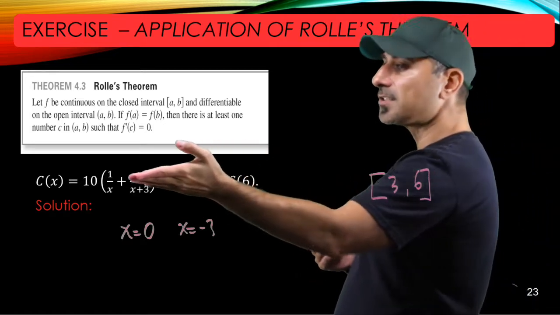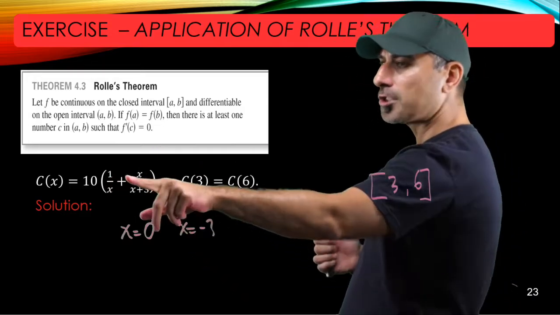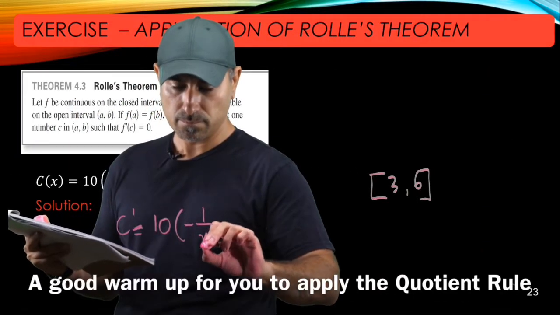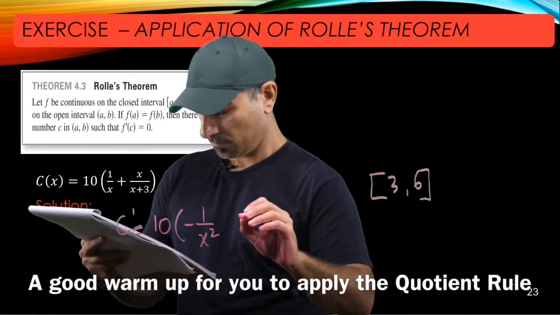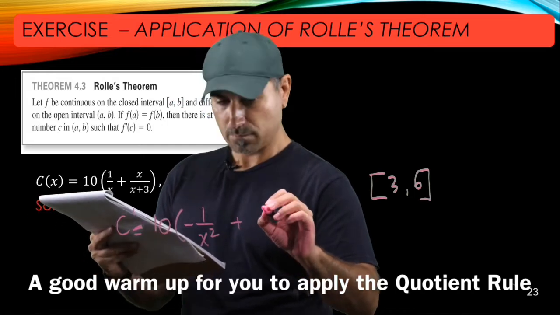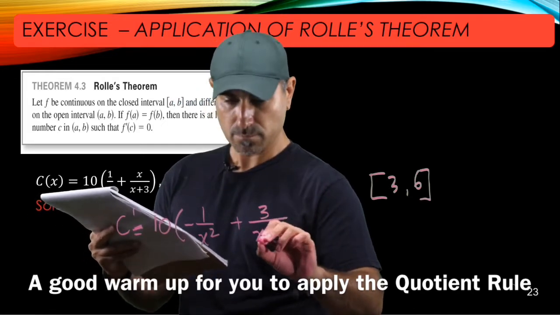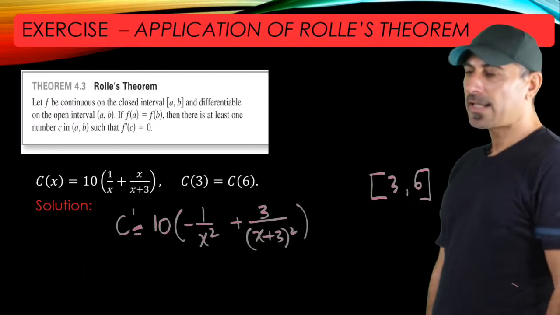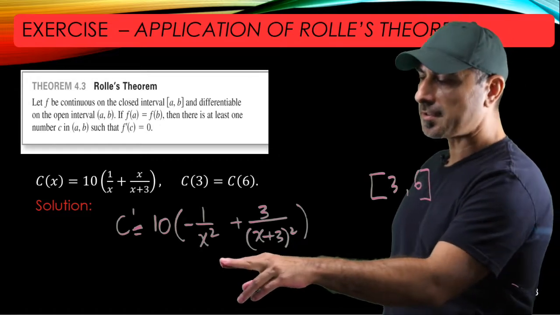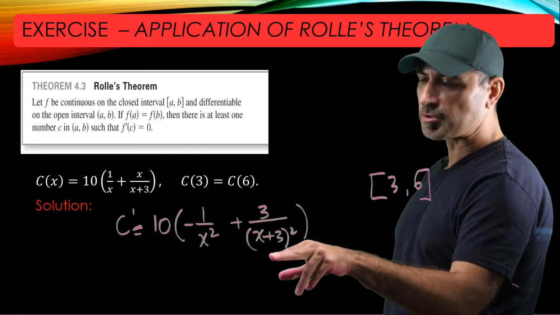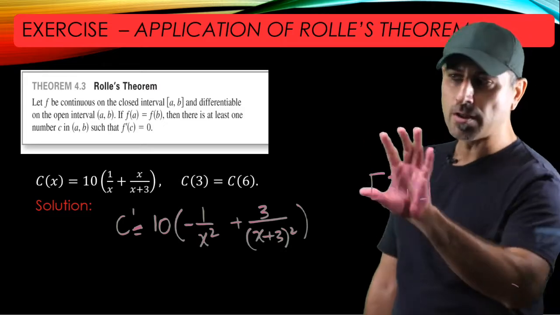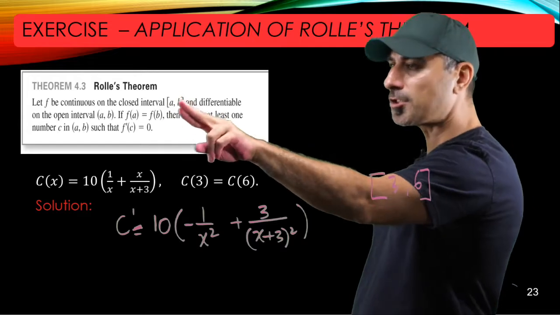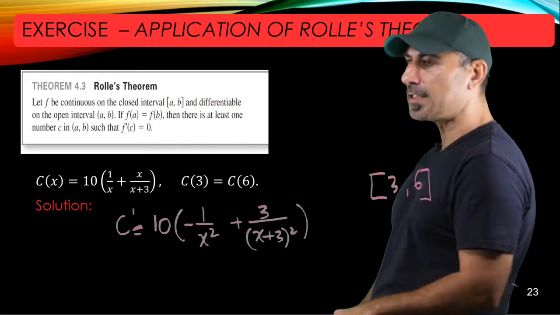In fact, this function is differentiable, and we can perfectly use the quotient rule for each piece to take the derivative of that. And as you see, the derivative is not defined for x equals 0 and x equals -3. But again, those points are not in the interval, so we are safe in terms of satisfying the first two conditions of continuity and differentiability of the function.